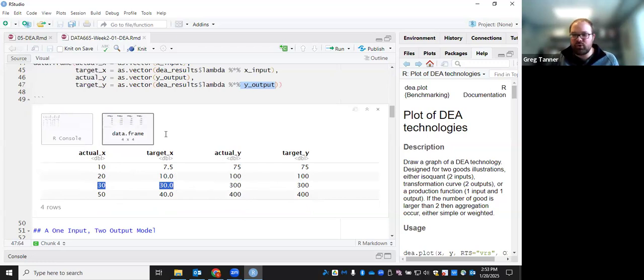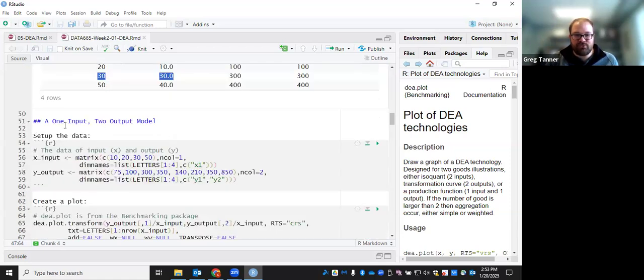So that's a one input, one output. Frankly, for a one input, one output, DEA is a little bit overkill, but it's helpful to kind of grasp the big ideas behind DEA. Let's upgrade to a one input, two output model.